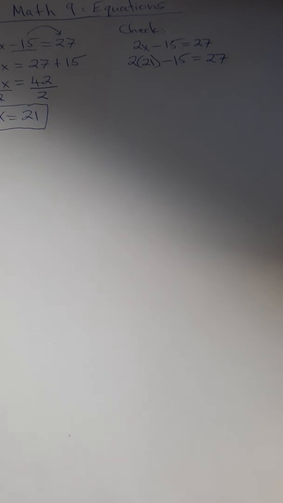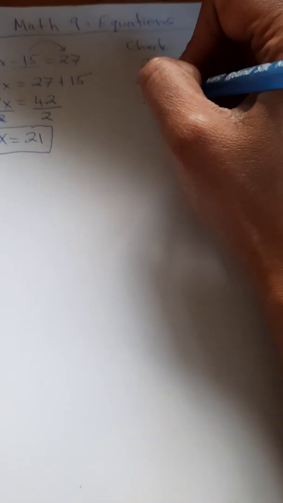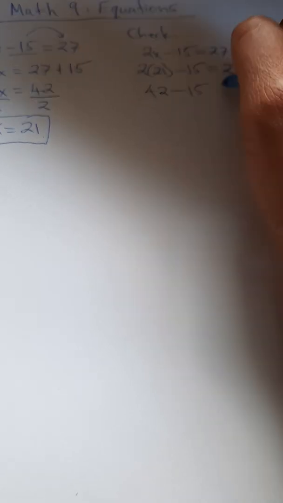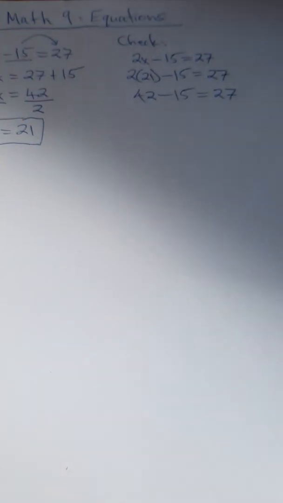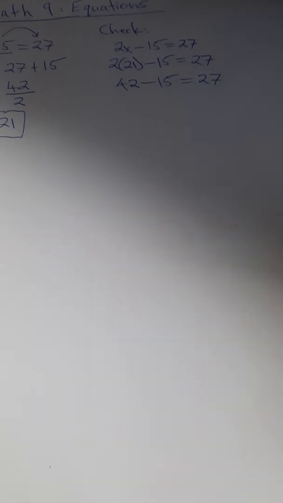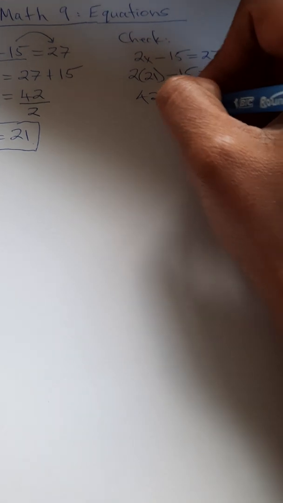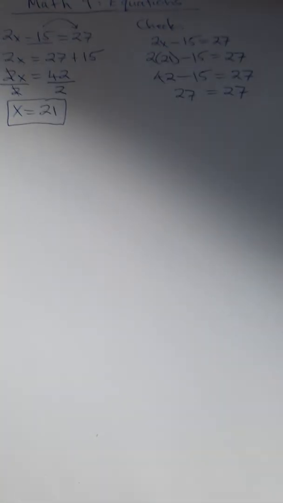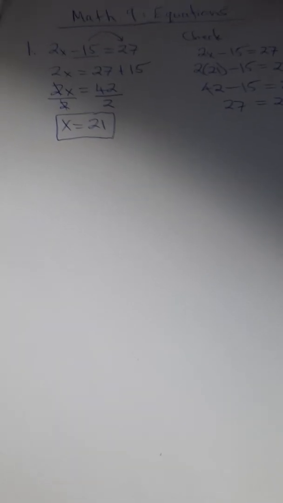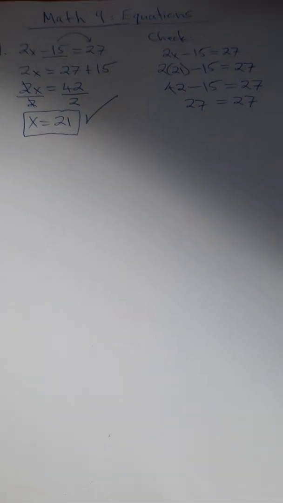Is everyone good so far? So we're doing 21 times 2, 42 minus 15 equals 27. You notice when I do 42 minus 15, that's also equal to 27. So 27 equals 27. Both sides are equal here, so I know that x equals 21 is the correct answer.